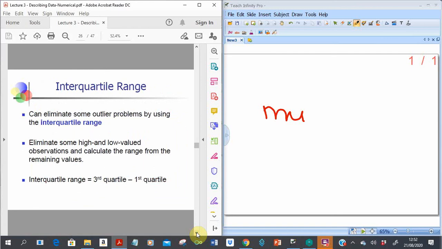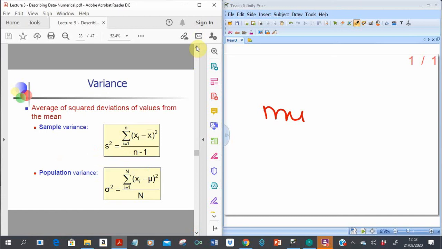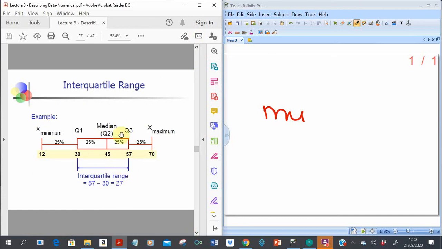Okay, so from the range, we have the interquartile range, which is just given by the third quartile minus the first quartile. I'm sure you can follow through that example here, and you see how the interquartile range was calculated.